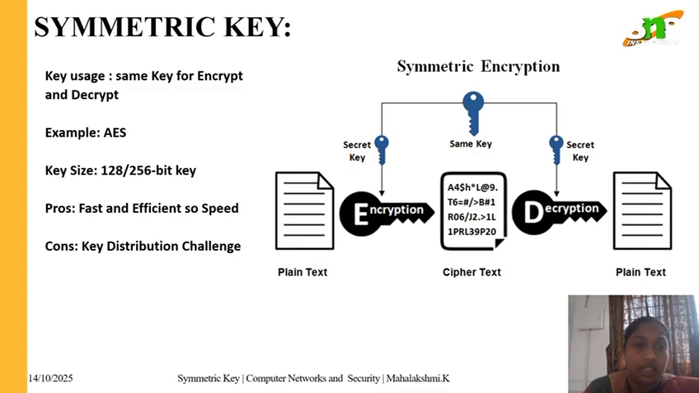The symmetric key example is AES. The symmetric key size is 128 to 256 bit keys. It is fast and efficient, meaning the speed of the encrypting and decrypting process is high. The con is that key distribution is the main challenge and disadvantage in the symmetric key process.